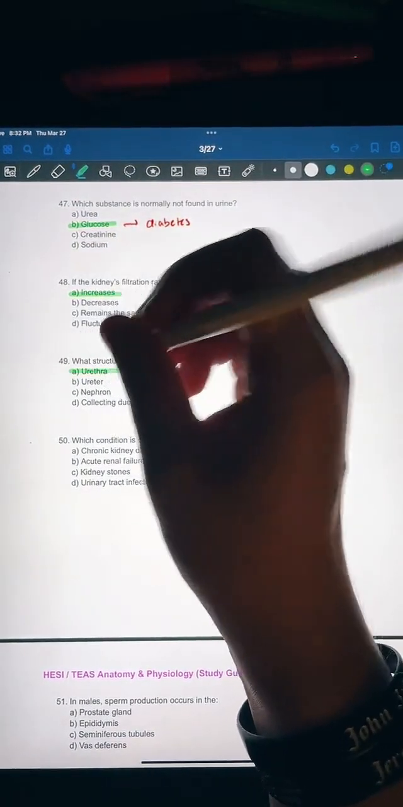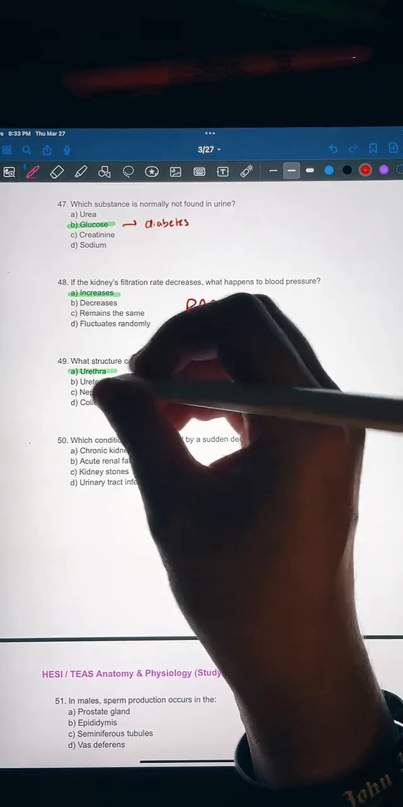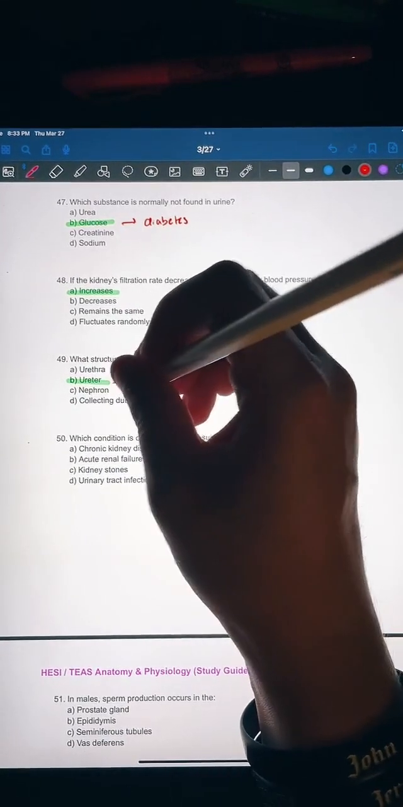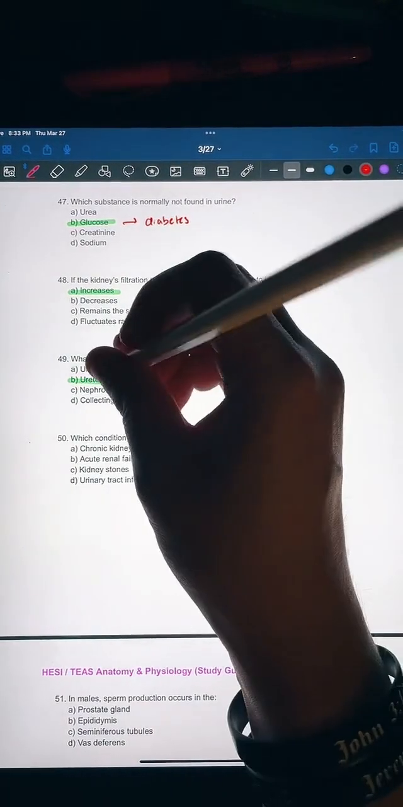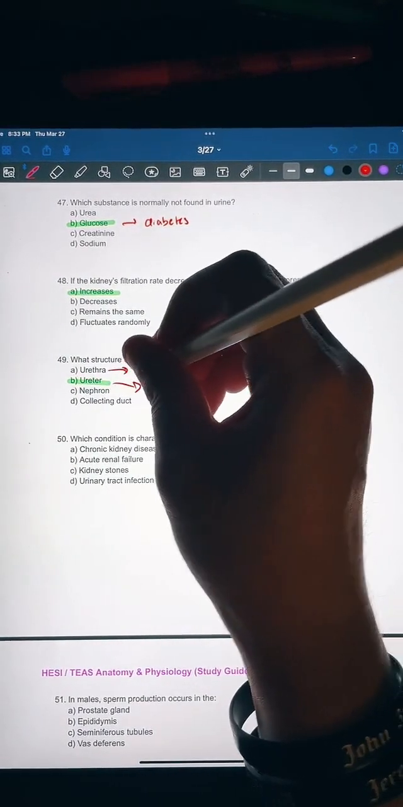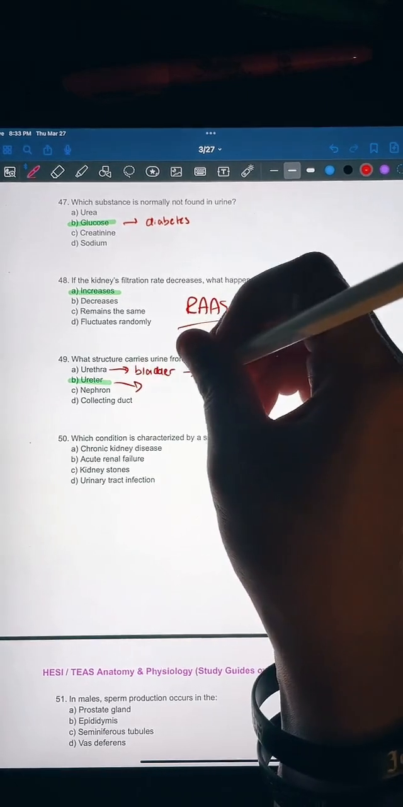But number 49, what structure carries urine from the kidneys to the bladder? That is the ureter. So you're going to know the difference between the ureter and... I'm sorry, I highlighted the wrong one. Ureter. My dyslexia kicked in. The ureter is from the kidneys to the bladder. The urethra is from the bladder to the outside.